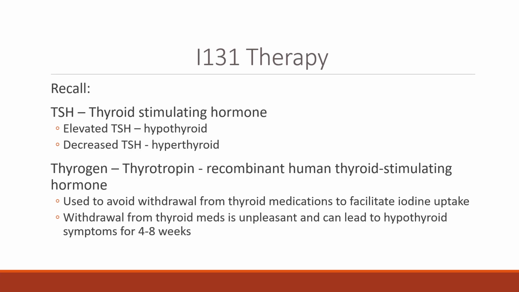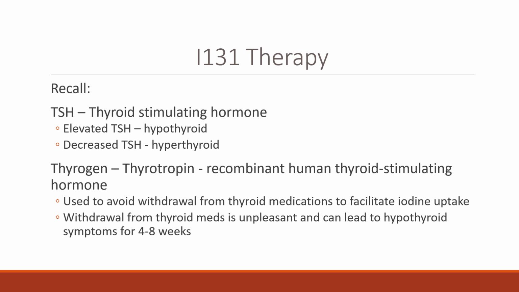Recall that thyroid stimulating hormone, if it's elevated, they're hypo. If it's decreased, then they're hyper. Remember, the thyroid stimulating hormone is what comes from the pituitary gland, and it's telling the thyroid what to do. There's a feedback loop there where messages are sent back to the pituitary gland telling it how well the thyroid is functioning. So if people are hypothyroid, they have an elevated TSH because that's their pituitary gland trying to tell the thyroid to produce more thyroid hormones to get back up to a normal level.